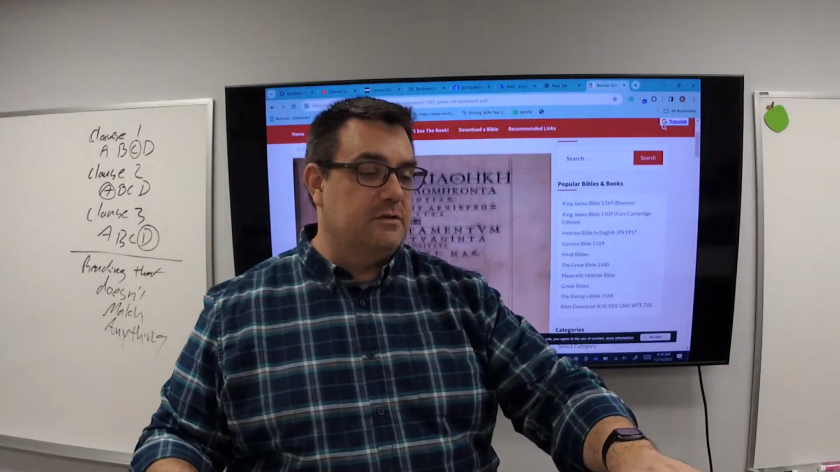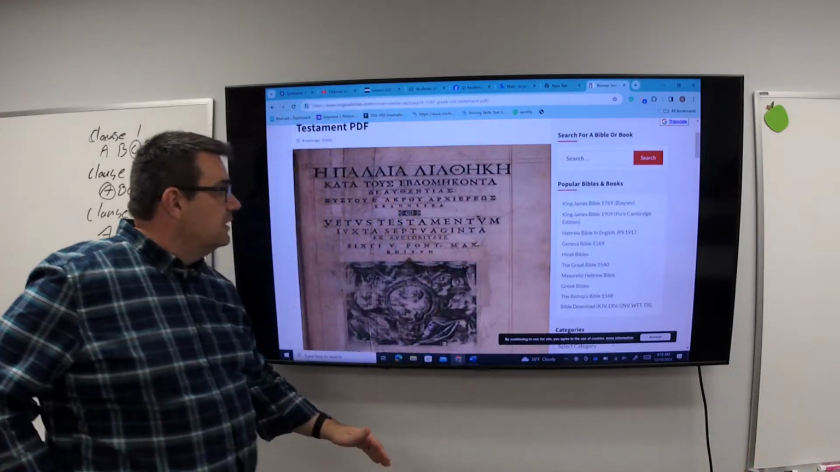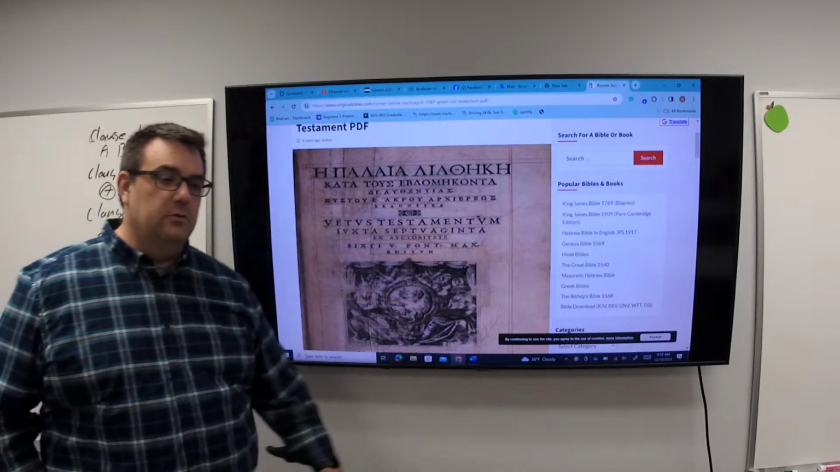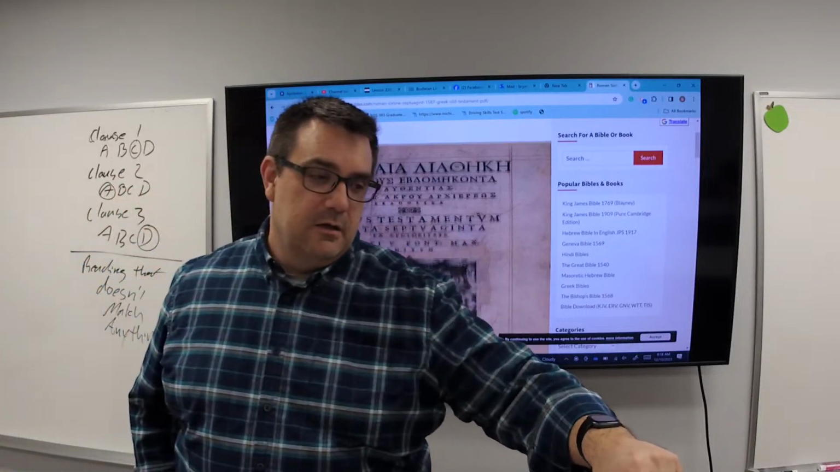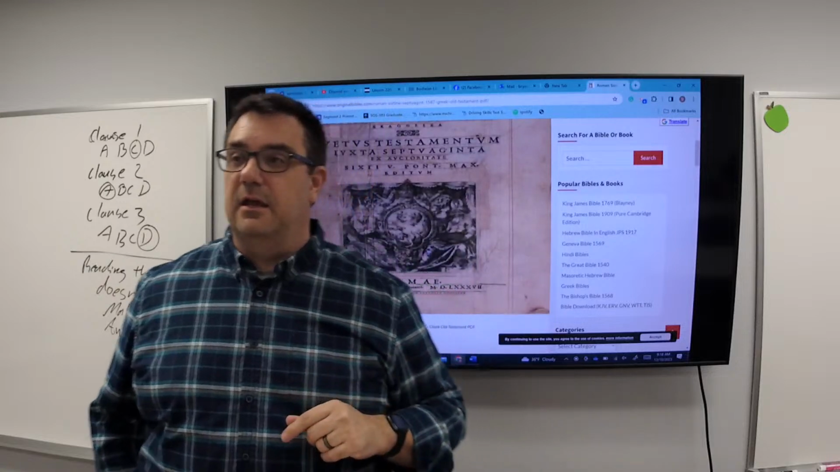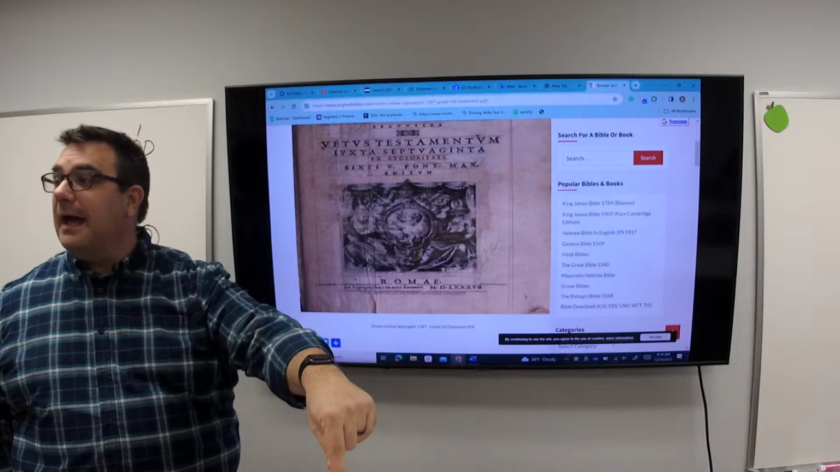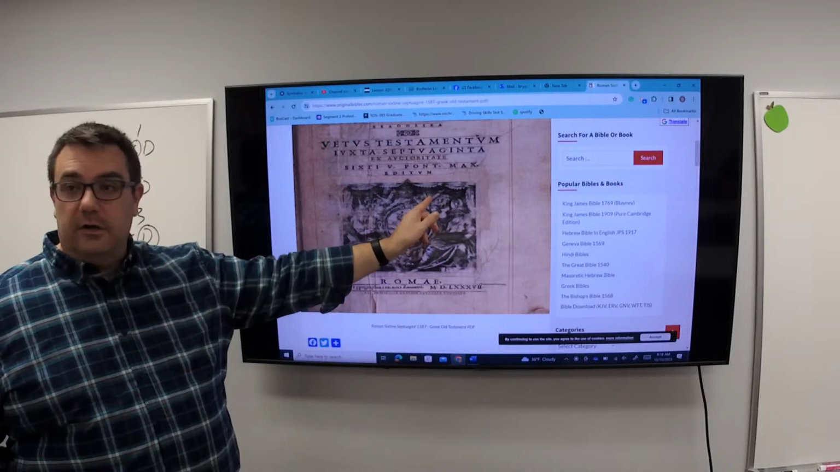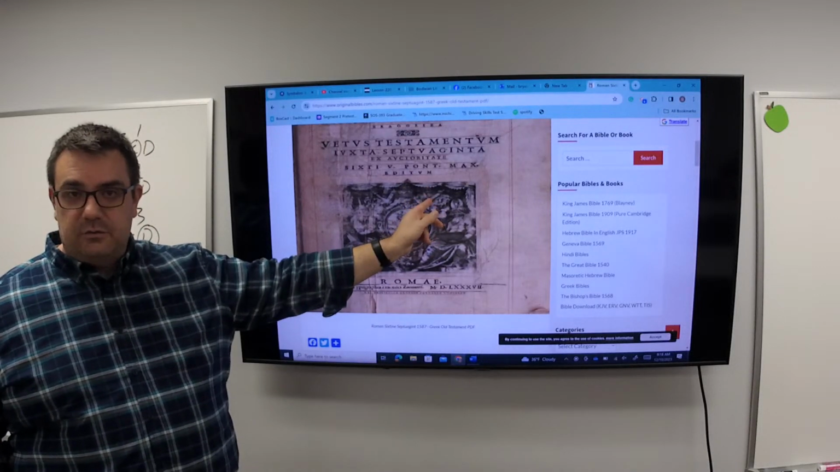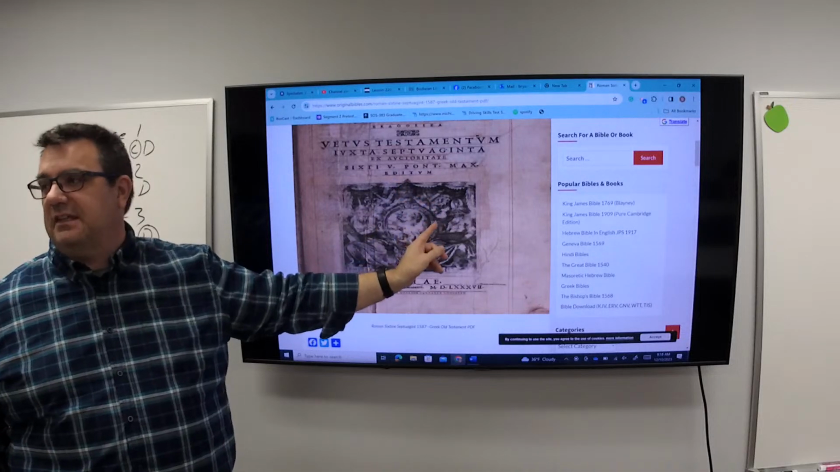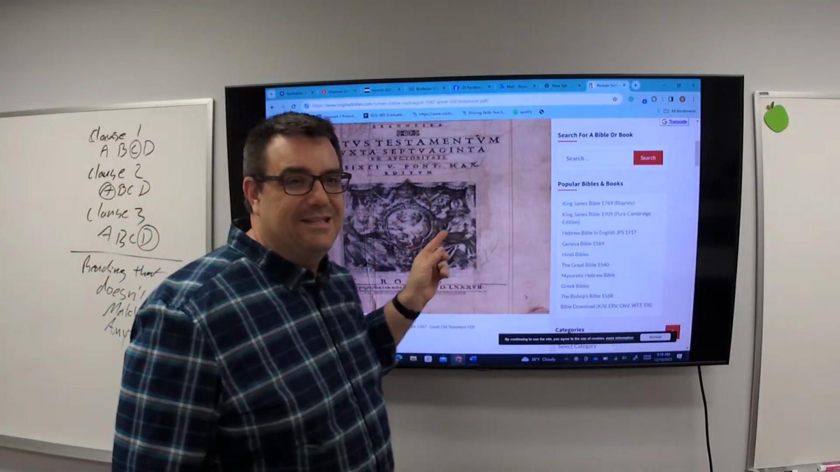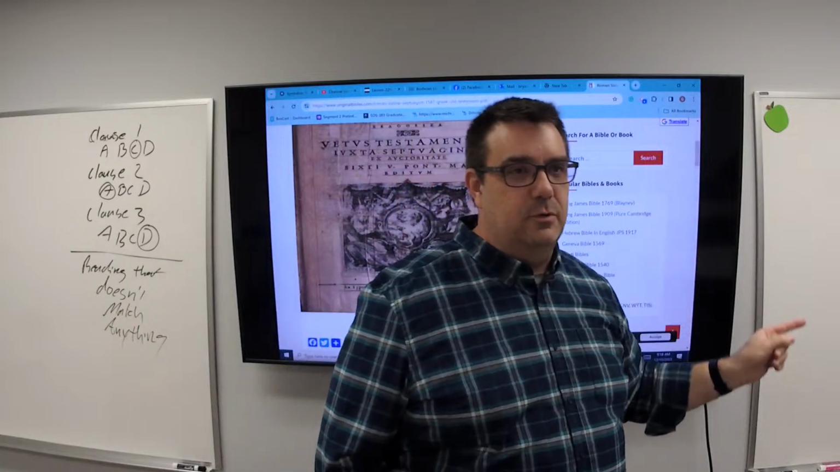I have my own copy of this. Here's the title page. This is a copy of the Septuagint, the Greek Old Testament, that was published by the Vatican in 1587. Okay? So when they say Roman copy, what are they referring to? This Roman Septuagint. It's called the Sixtine Septuagint, because Pope Sixtus printed it.